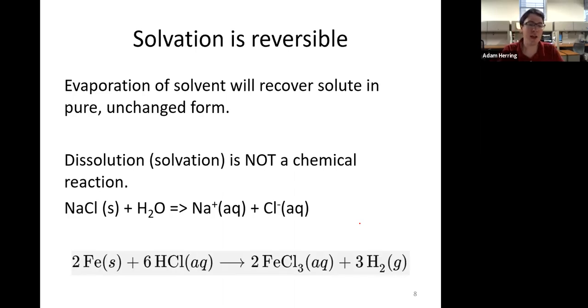However, if you react iron with hydrochloric acid, we end up with iron chloride. In both of these cases, if we evaporate the water off, we see that there's a different final product. For the sodium chloride solution, we would end up with sodium chloride back. However, for the iron chloride solution, we don't get the same reactants we had to begin with. Therefore, we can distinguish between physical changes and chemical changes.